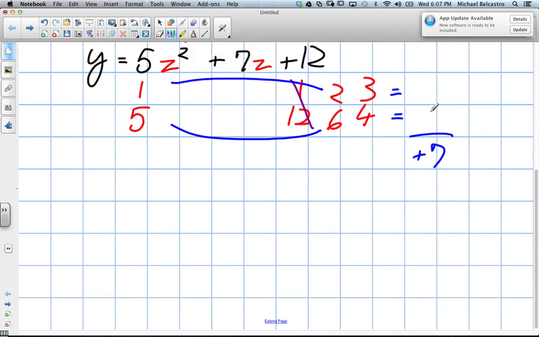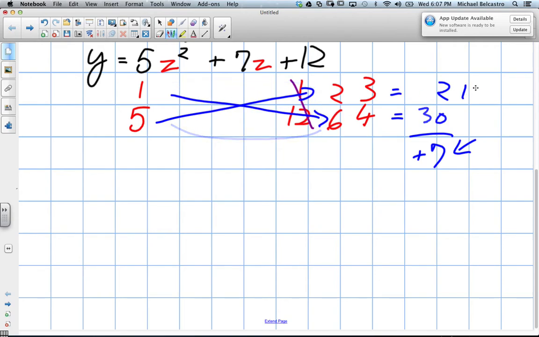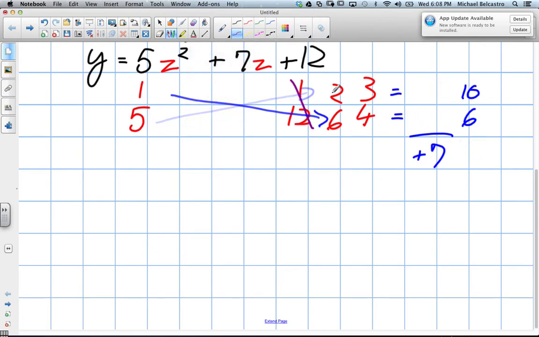2 and 1 and 6 and 5. That gives us 30 and 2. Any combination of that makes 7? No. Okay, let's try the other. 5 and 2 and 6 and 1. That's going to give us 10 and 6. Any combination there work? No. Okay. So the second pairing didn't work.